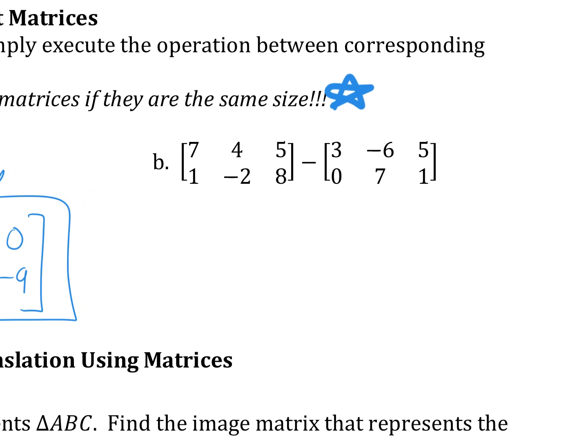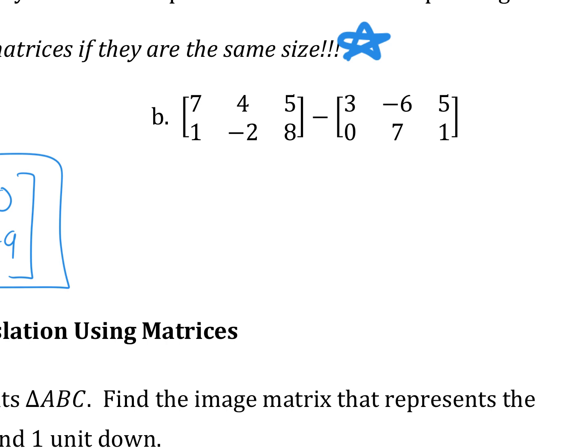Okay, B. First thing we need to check is the dimensions. So what do we have here? How many rows, how many columns in the first one? This is a 2 by 3. How about the second one? Also a 2 by 3. What's the difference between this one and the first one? This is subtraction, right? So we're going to need to be a little bit careful with this, and you'll see why.